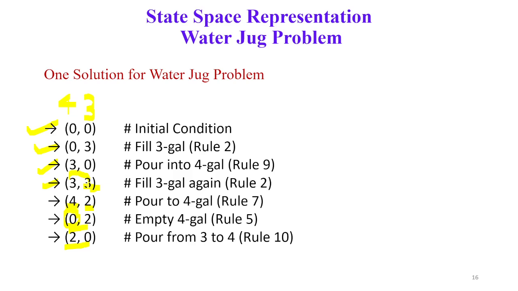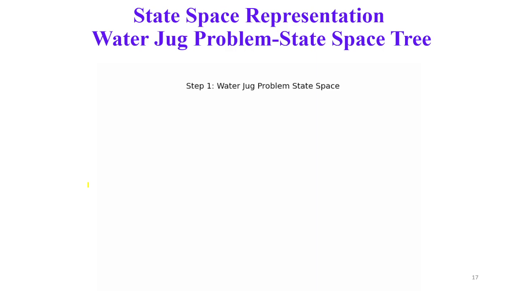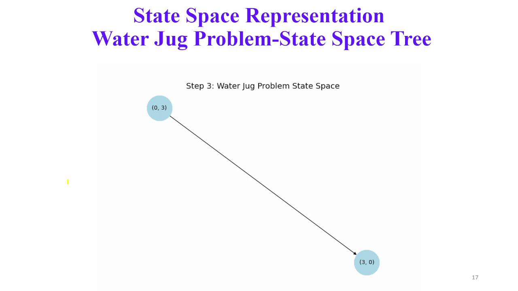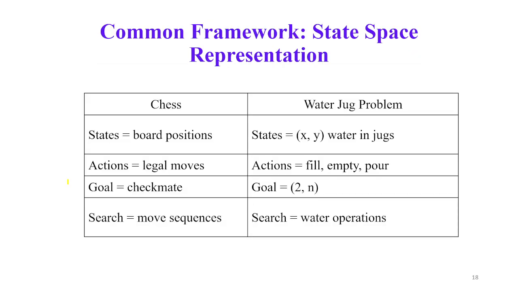Okay, so now this is the state space. I'll just show you the state space, see how it goes, see the water filling, and finally we have reached 0 comma 2. Now we will look at a common framework, that is the state space representation here. We are going to do a comparison with two examples. We have taken two examples: one is chess, another one is the water jug problem.